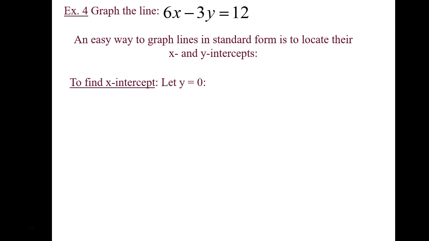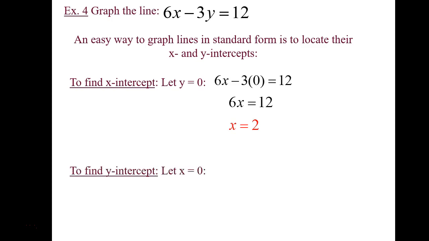So remember, to get the x-intercept for a function, you replace y with a 0, and then solve for x. We get x equals 2, so the x-intercept is 2. To find the y-intercept, we replace x with a 0. Whichever intercept you're looking for, you replace the opposite variable with 0.